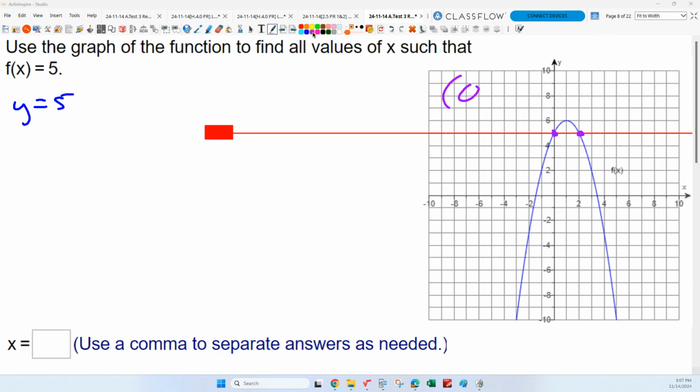Yeah, 0, 5, but really 0 is what I want. They wanted the x coordinates, right? So one x coordinate where y is equal to 5 is 0. What's the other x coordinate where y equals 5?